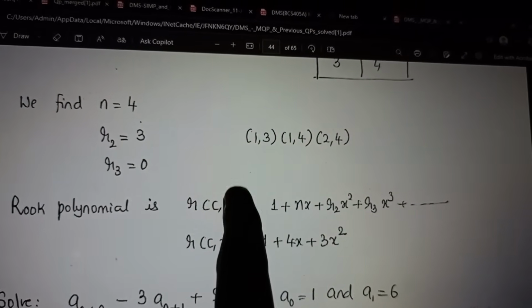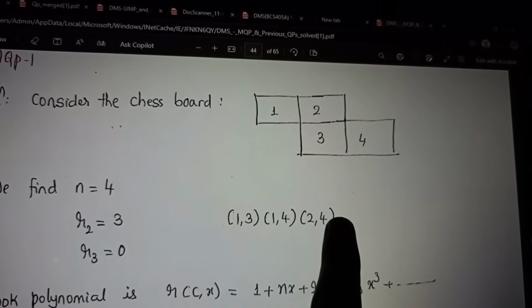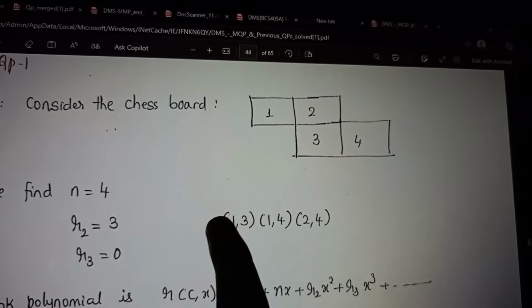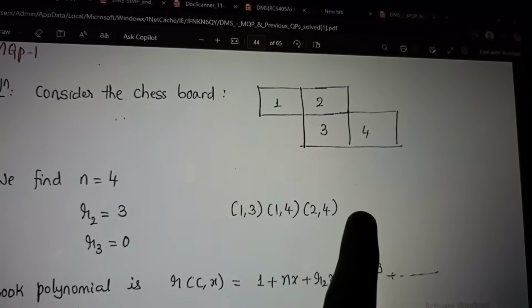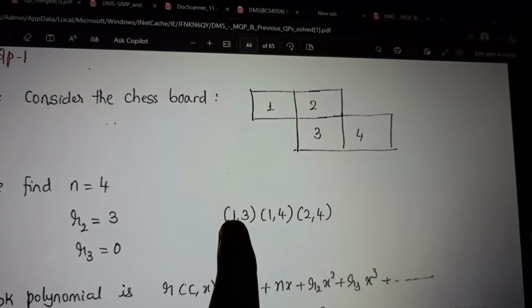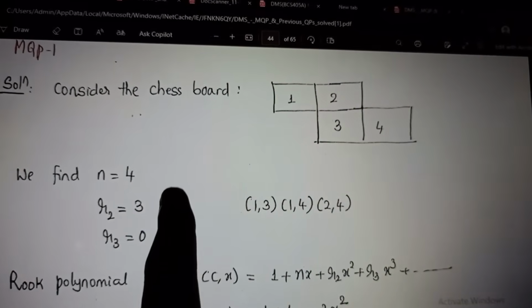Once we get that, how many combinations did we get? 3, right? So with the two-number sets, how many combinations did we get? 3. So R2 is 3. Did we get any combination with 3 numbers? No, so it is 0.